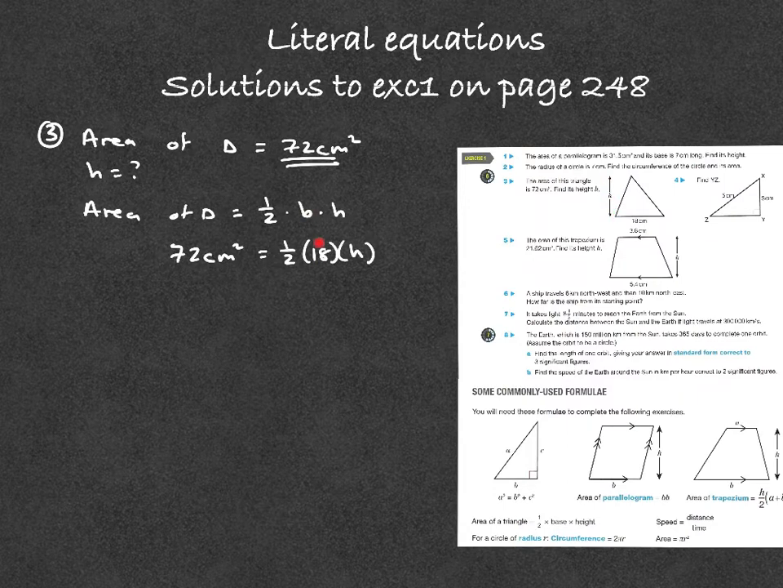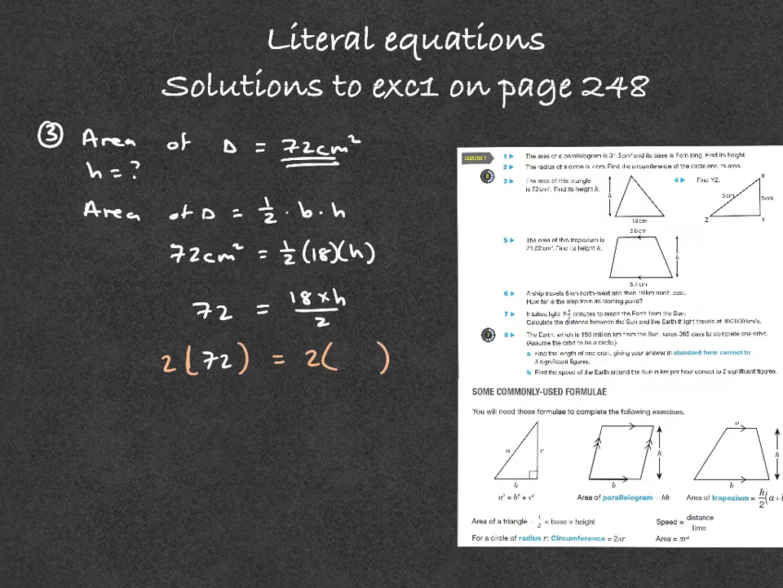So there's the 18, the base. We want to find the perpendicular height. So a half times 18 times h is the same as 18h divided by 2. So how do I get rid of the half, or the divide by 2? You multiply by 2 on both sides of the equation.